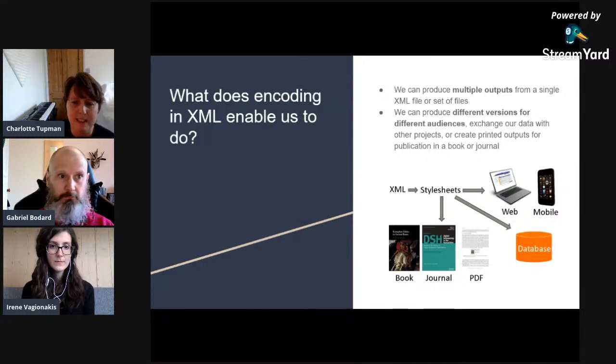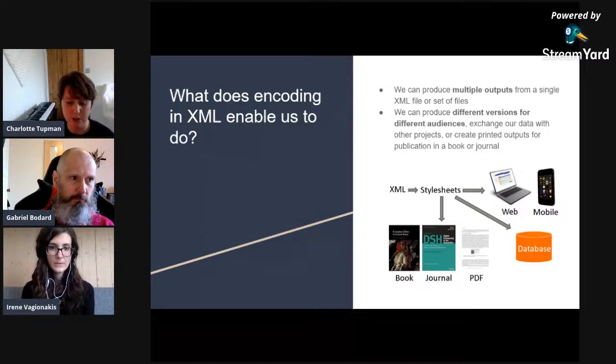We can produce various different outputs that result from the single XML file that we produce or from a set of XML files that we've encoded. And one of those examples might be that we can produce different versions of our digital edition, for instance, for different audiences. We can also exchange our data with other projects or create different kinds of outputs.